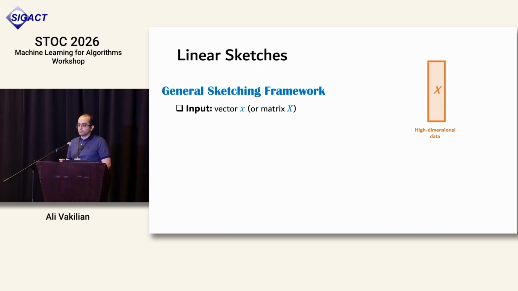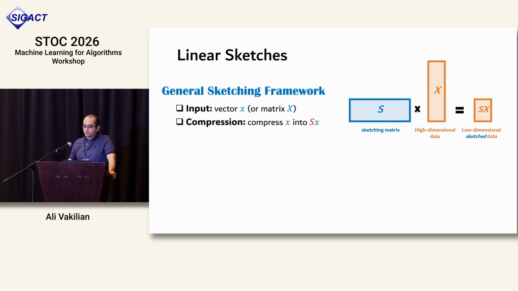One good candidate for showing that is looking at sketching algorithms. The general framework is as follows. We have high-dimensional data. It could be a vector, a matrix, and so on. In sketching, we compress the data by multiplying it with a sketching matrix S. So we multiply S by our data, and then we have low-dimensional data, which is going to be good enough for the problem that we are trying to solve.